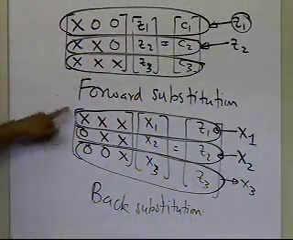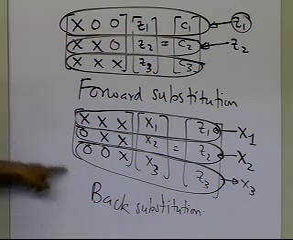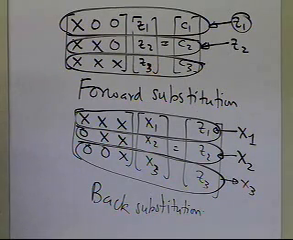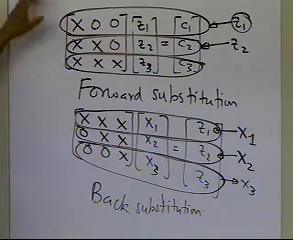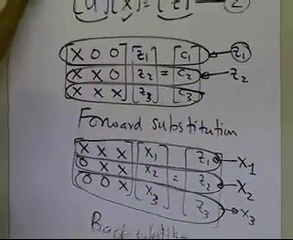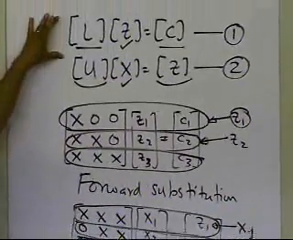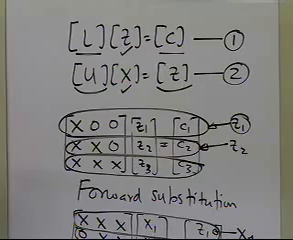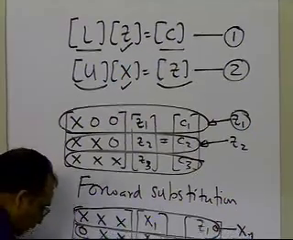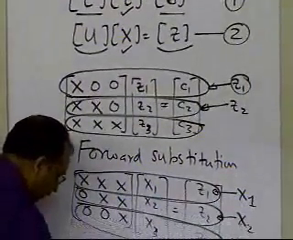So this forward substitution and back substitution is what's going to help us to be able to do the LU decomposition method. Solve L times Z equal to C first, and then solve U times X equal to Z. And that's the basis of the LU decomposition method, and that's the end of this segment.